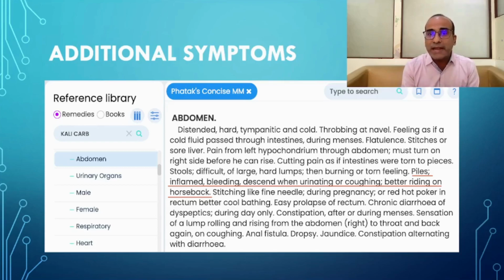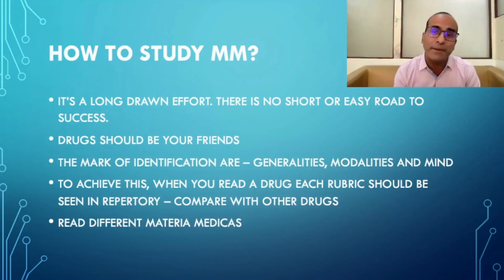So these are the added advantages of reading different Materia Medica. You get the additional symptom, additional knowledge of that drug, and this is the idea of Phatak, and this is what Phatak has written in the preface also. Then he writes how to study Materia Medica, how to read Materia Medica. In detail he has mentioned.